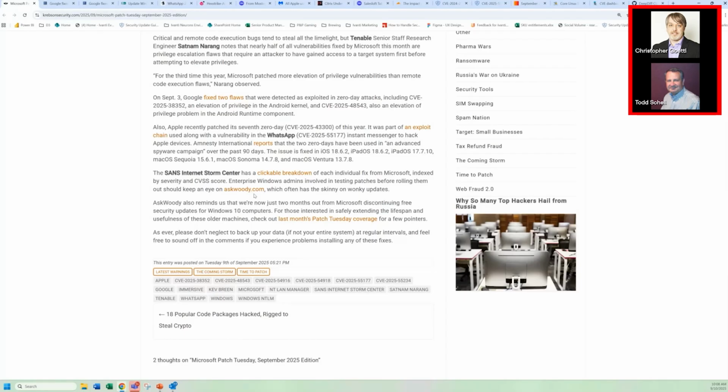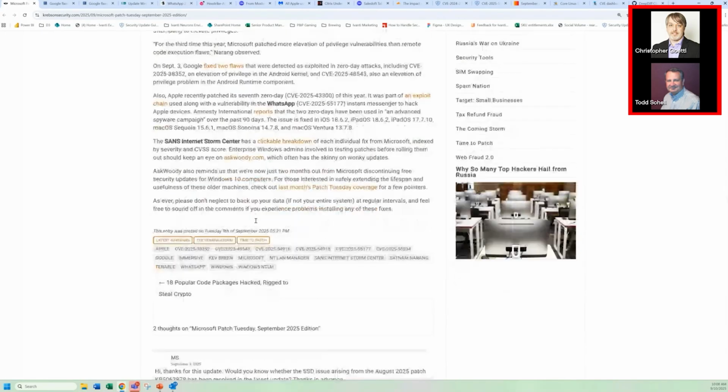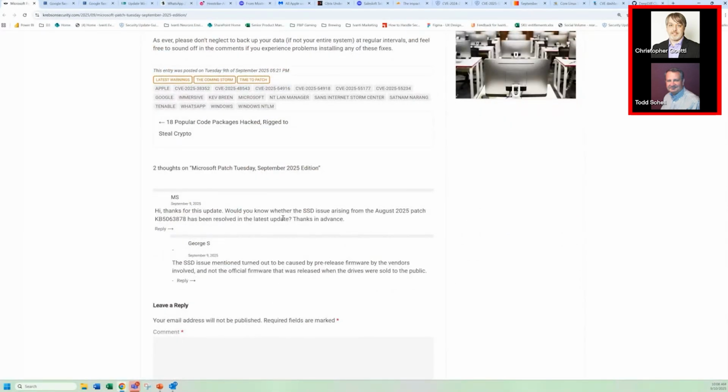So there's a lot of really good subject matter expertise in the industry for updates across a variety of different platforms, not just Windows, but a heavy emphasis on the Windows side, of course. Our areas are good places to find good information. A good example of that is those of you who may have had SSD issues arising from the August 2025 patch. It actually turns out that it was not related to the patch, it was related to the firmware that released initially. If you apply the firmware updates to the official release, it resolves the issue.